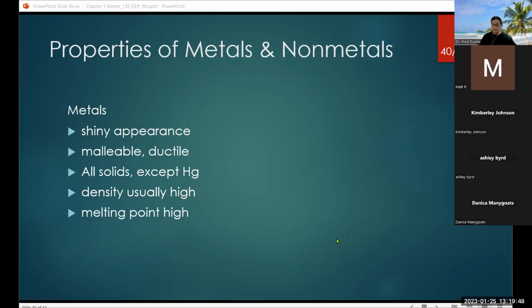And the melting point, the temperature at which they soften, is very high. That's why for a lot of metals we need big furnaces, like the steel mills, with a lot of hot temperature to get them to melt, to make all these components. Metals are good conductors of heat because they're good conductors of electricity.